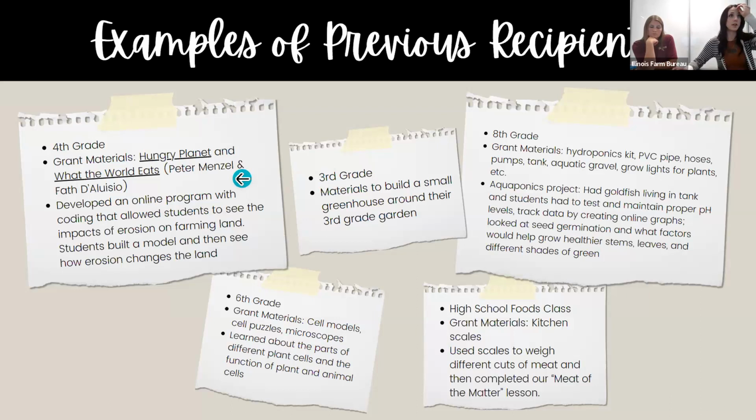But in this case, we had a teacher who utilized the Hungry Planet books, and they developed a whole online program, which pushed the students to learn how to code and see the impacts of erosion on farming land. So they did stuff with different countries around the world and learned about the soil and the economic impact of farming and what might impact the farmers: weather conditions, climate, all sorts of different stuff. So they developed this online program and did that.